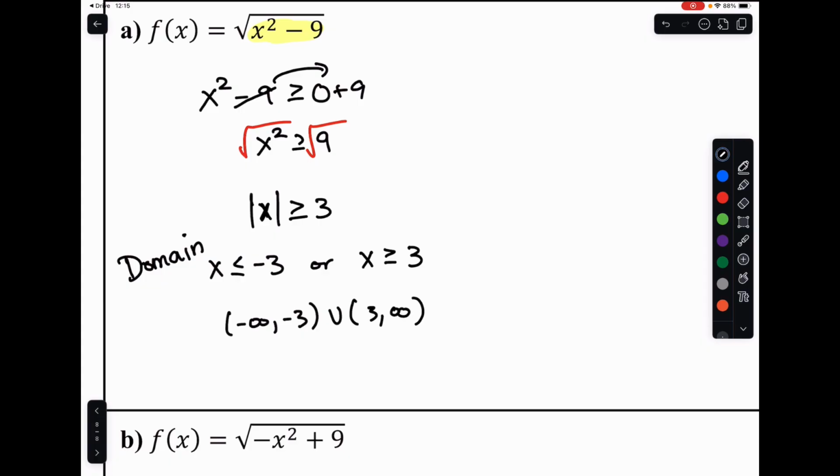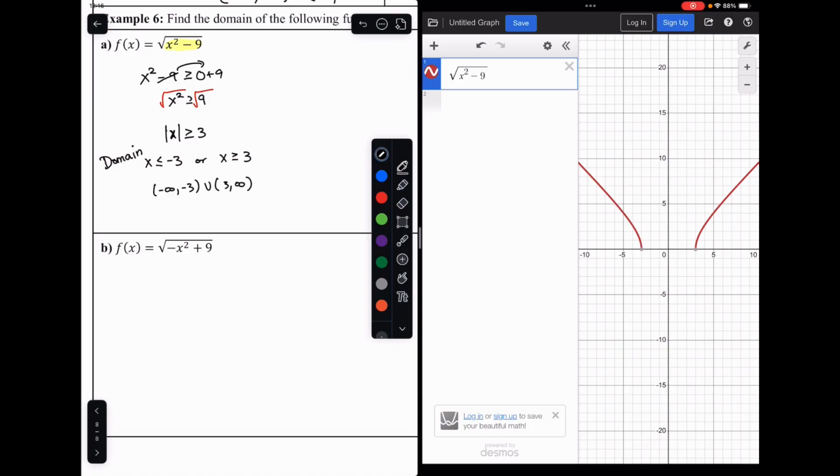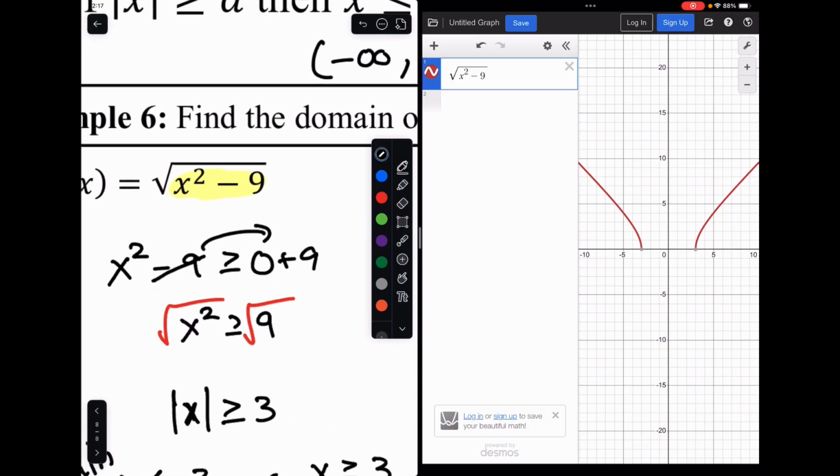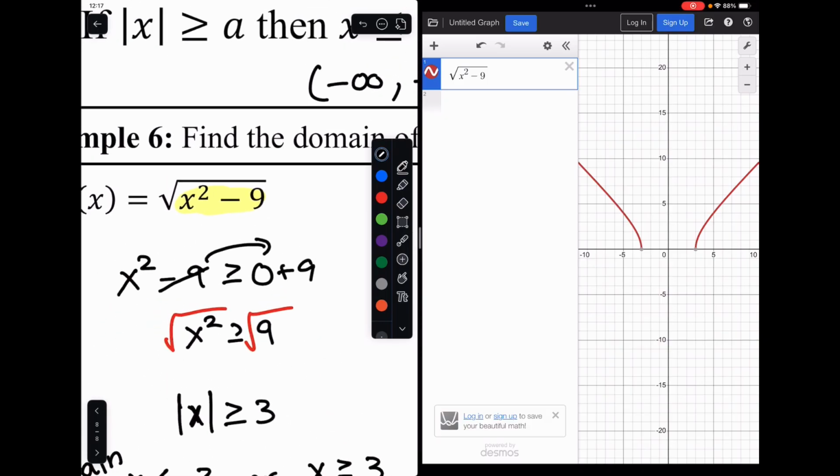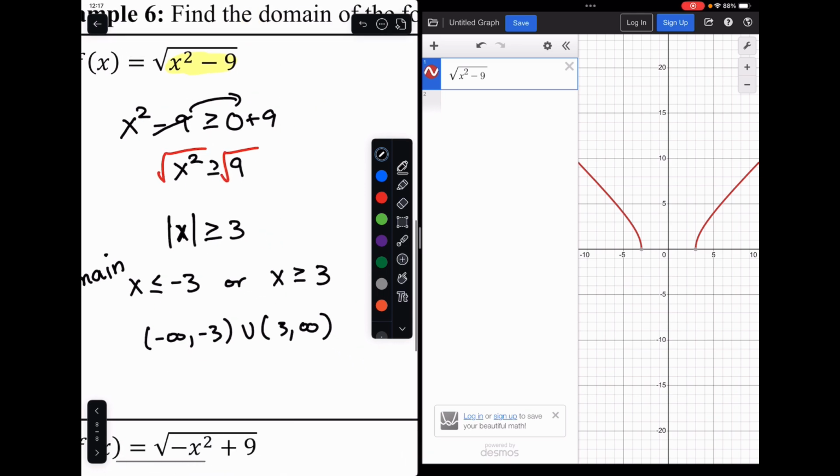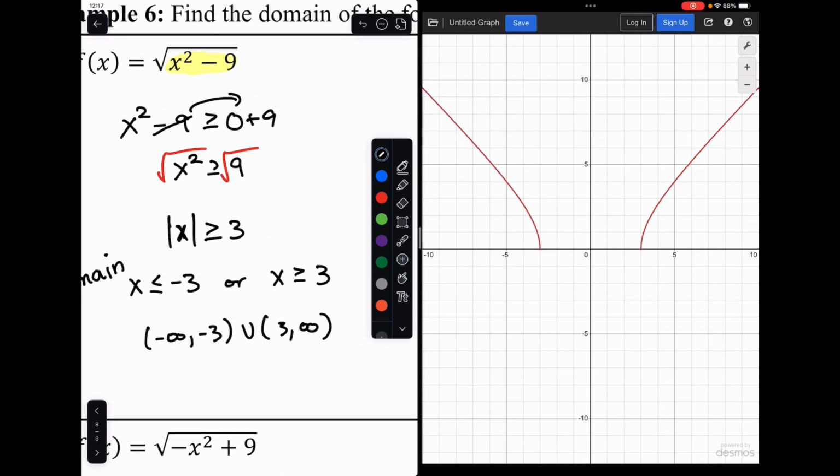As a result, let's look at the graph of this function, the square root of x squared minus 9, and look how it compares to the domain. How cool is this? Look at this. Notice that no values of this function... here's our function right here in red, and there are some values that we see.